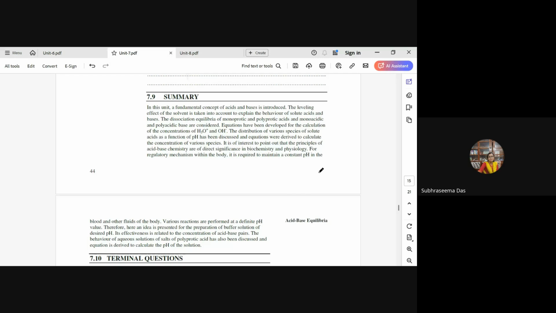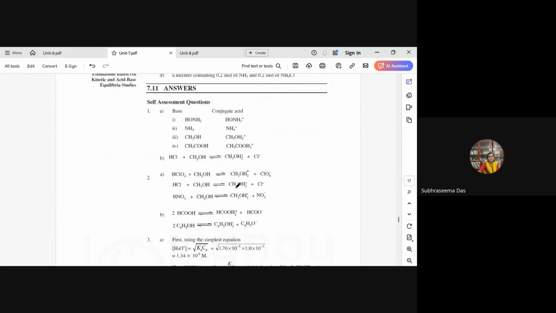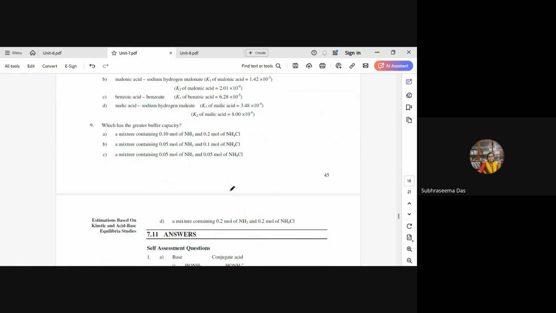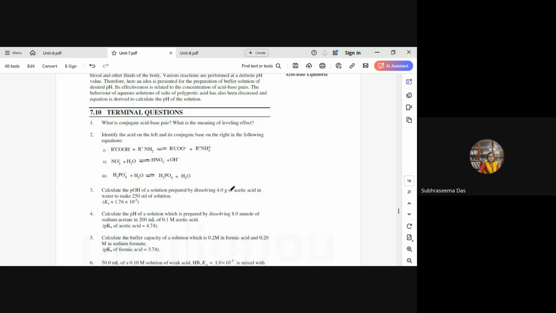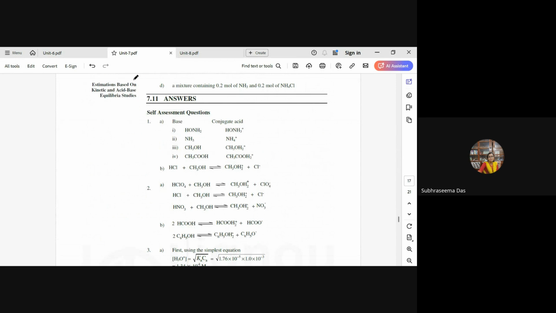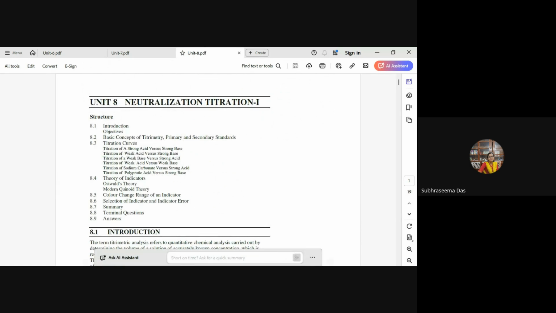Since this chapter involves a lot of numericals, you can go through these numericals and the assessment where the answers have been worked out. You can find numericals on how to identify conjugate base and conjugate pair, and the calculation of the pH and pOH of the buffer solution and acetic acid. So with this, we finished unit 7. We'll start unit 8 in just a few minutes.